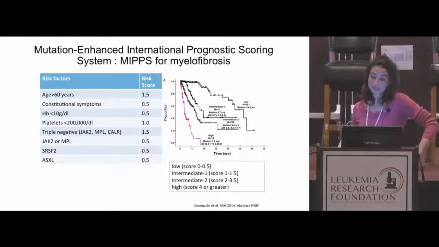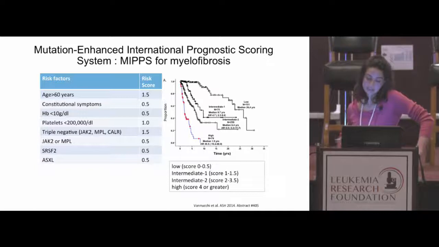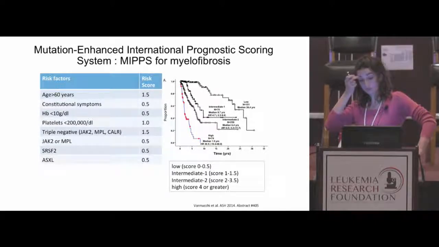But if you're triple negative, that definitely adds quite heavily to your score now. And ASXL is another mutation that has been found to really influence prognosis. So this is relevant because it will change how we approach patients when you evaluate them for transplant.